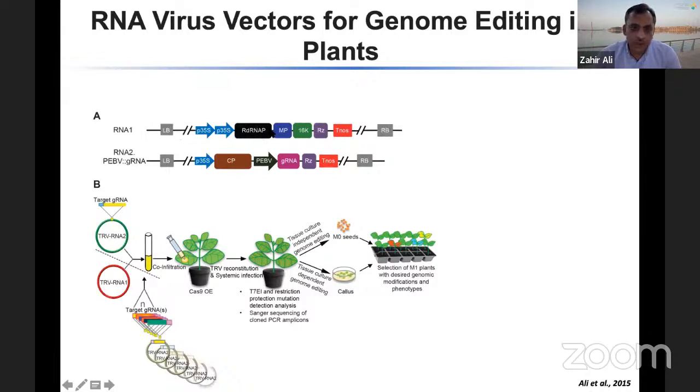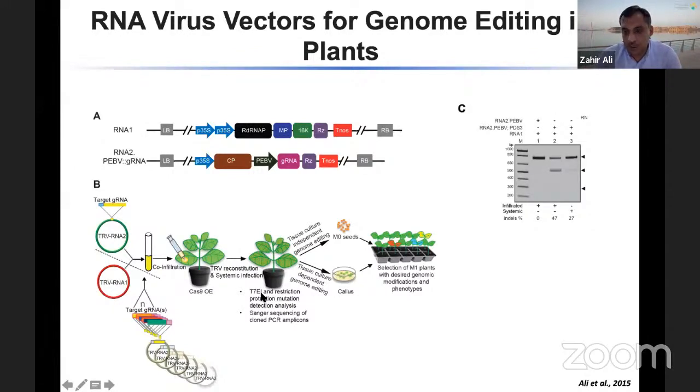It has two genomes, RNA1 and RNA2. So what we did, we put the gRNA to be expressed from the RNA2, and then we put this system into one leaf of the plant, and then the virus will move, this vector will move to the whole plant, and the whole plant cells will be mutated, including the germline cells. And when the seeds are there, you can get directly mutated plants without any tissue culturing. So this is a good system for research purposes.